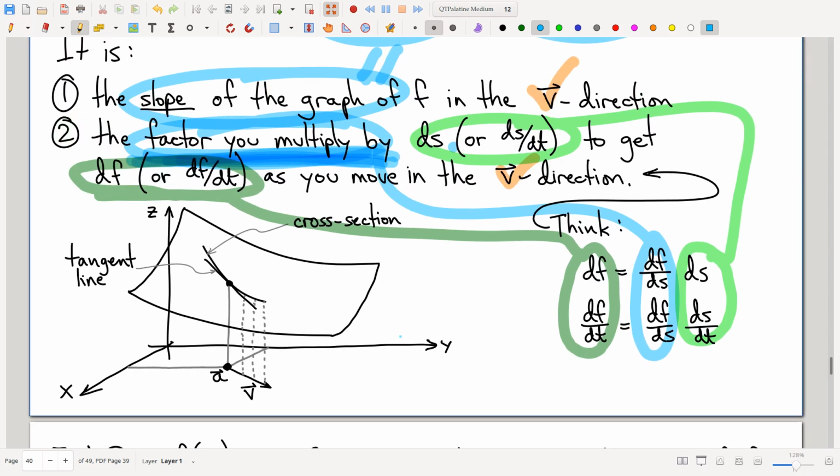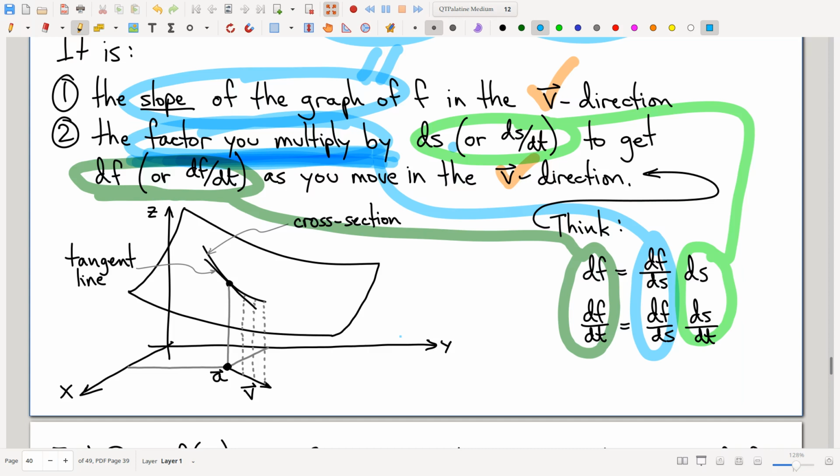In addition to all of what we already had, we already knew that directional derivatives are the slope of the graph. We already knew that it was a multiplicative factor. But now we can think of it as the rate of change of the function with respect to distance traveled in whatever direction you're going. Now we want to distinguish that from the rate of change with respect to time.